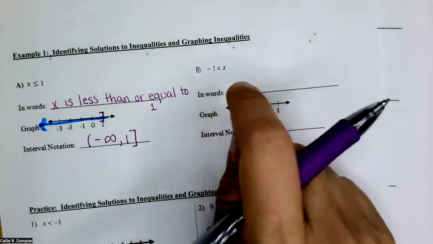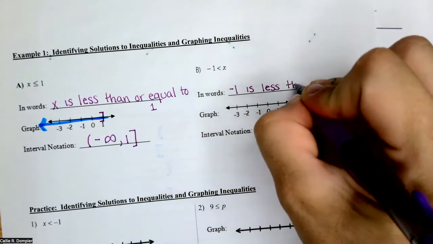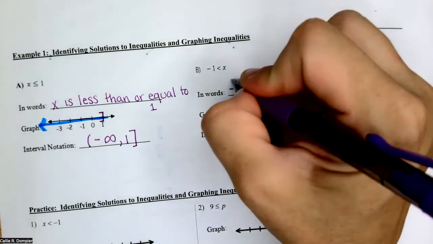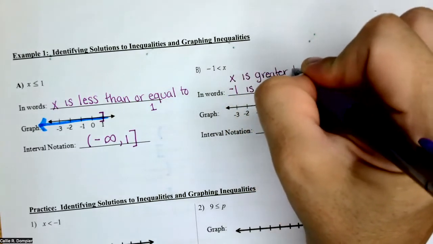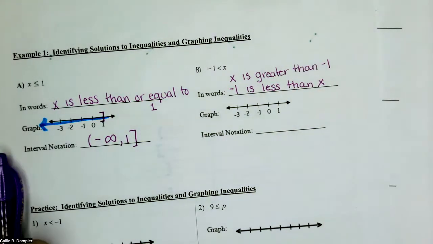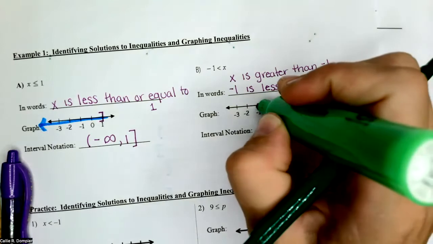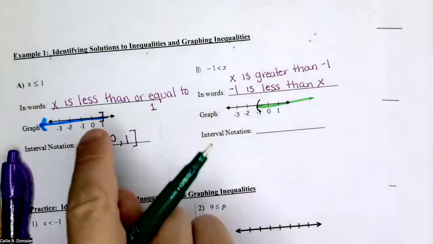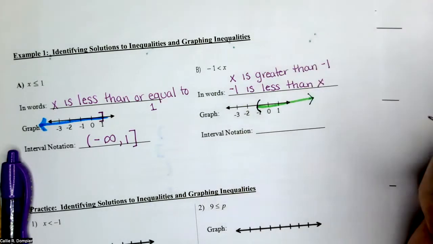This is -1 is less than x. I think I mentioned it, but I don't like it when the number's on this side and x is on this side. So you can also write it as x is greater than -1. Good. Now we're going to find -1 on our graph. X is greater than -1 and not equal to. So it's not a bracket. That was a bracket because of the equal to symbol. There is no bracket here, so it's just parentheses.